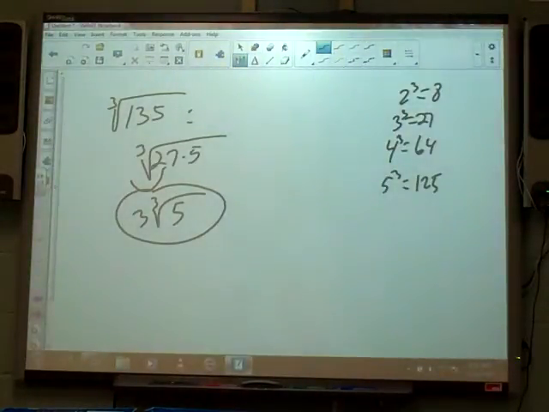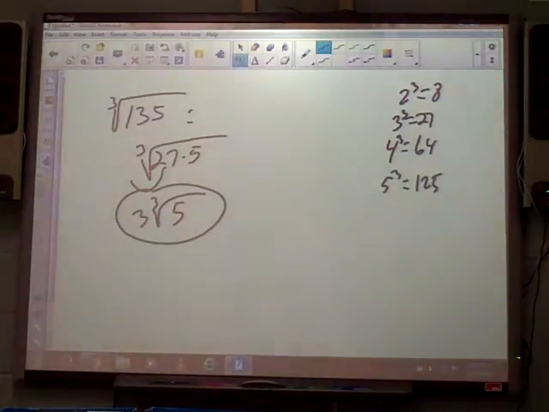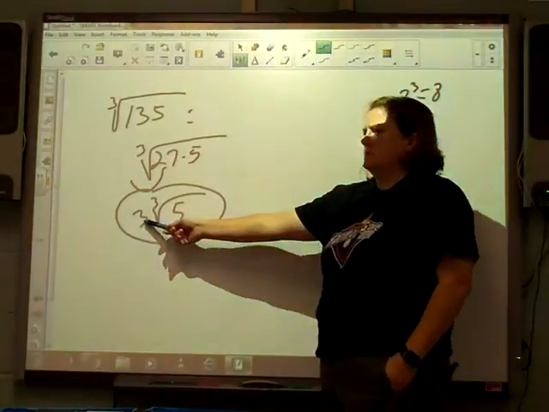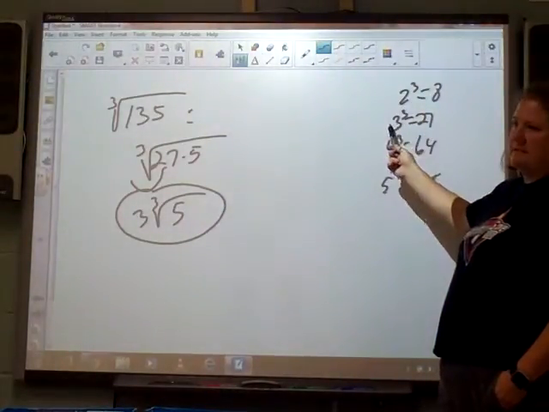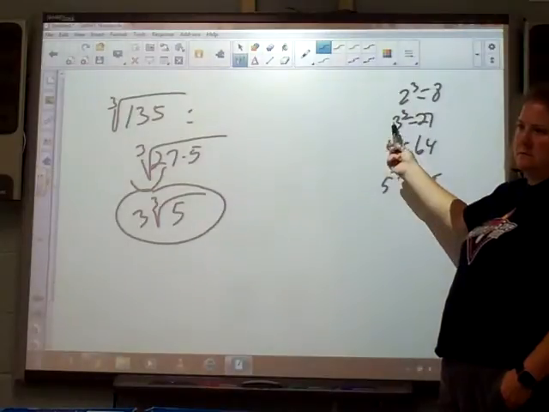I still don't get it. We've done it about 200 times. Why did I bring a 3 out? Because the 3's on top. No. Because that's what the cube root of 27 was. 3 times 3.